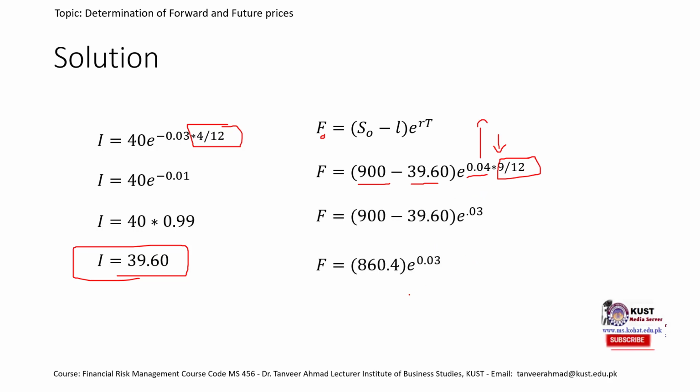The answer we would get would be 886.60. So this should be the forward price. This is the intrinsic forward price. If the forward market price is greater than this, then we would use a strategy that we have discussed, one of those two strategies. And if this forward market price is lesser than this intrinsic value, then we would use the other strategy, and we have already discussed those strategies in detail.